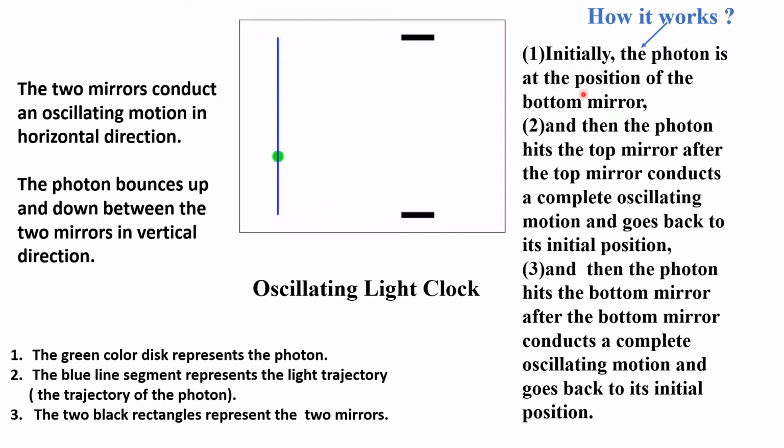Initially, the photon is at the position of the bottom mirror, and then the photon hits the top mirror after the top mirror conducts a complete oscillating motion and goes back to its initial position. And then the photon hits the bottom mirror after the bottom mirror conducts a complete oscillating motion and goes back to its initial position. This kind of pattern constructs a light clock, and we call it an oscillating light clock.